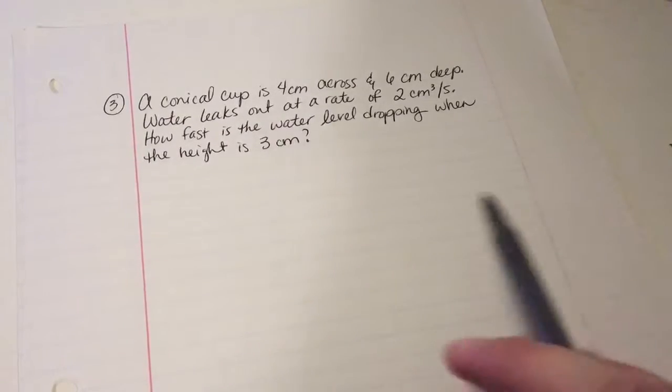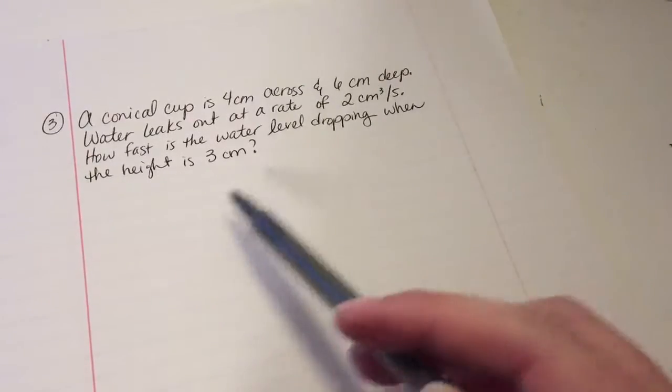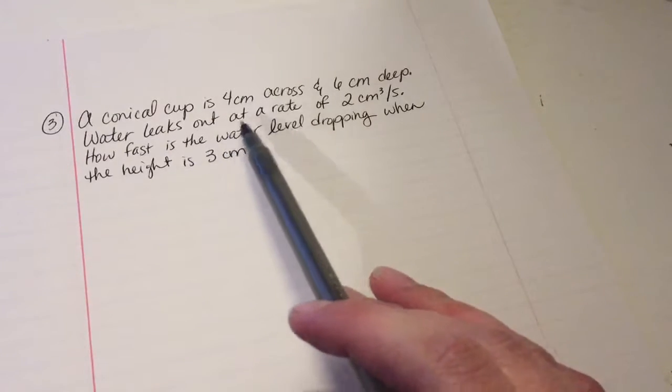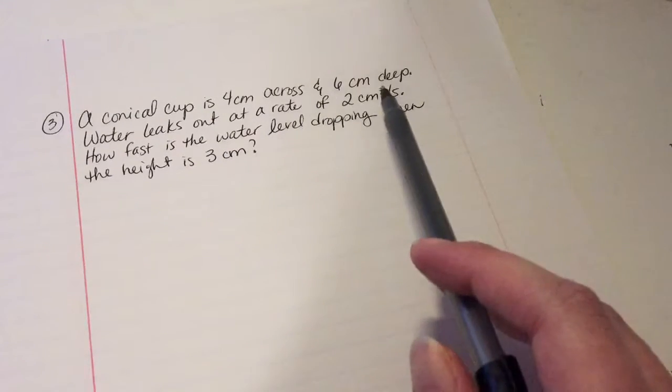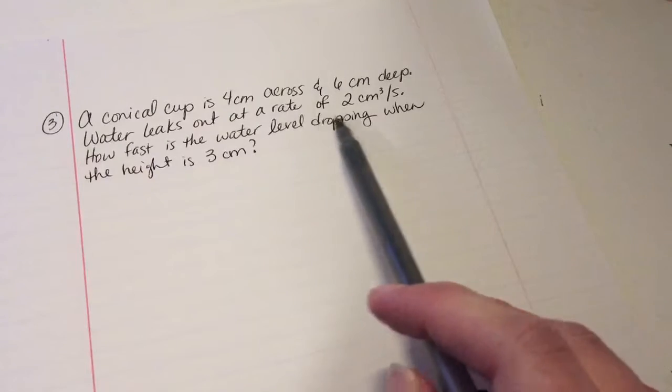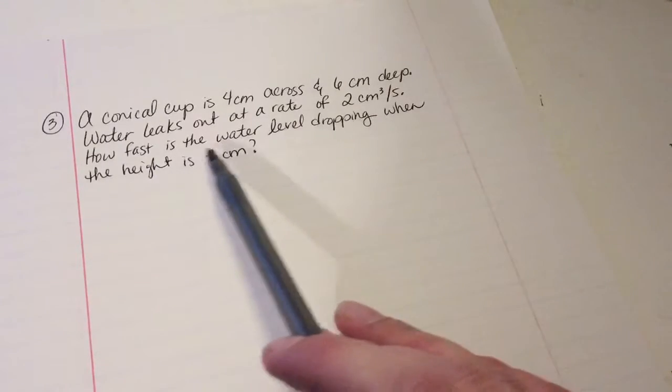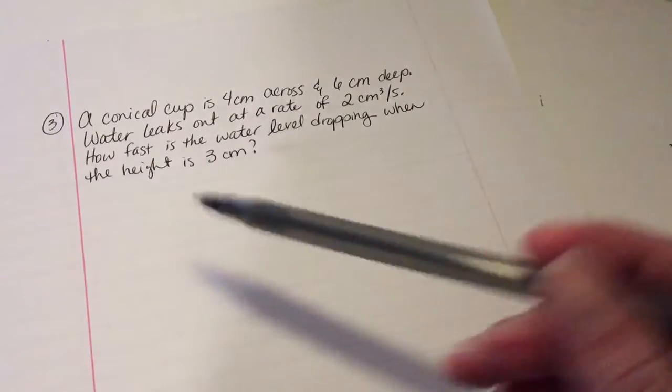All right, we're going to do this problem. It's number 3 from the worksheet, but I have it written here as well. A conical cup is 4 centimeters across and 6 centimeters deep. Water leaks out at a rate of 2 cubic centimeters per second. How fast is the water level dropping when the height is 3 centimeters?